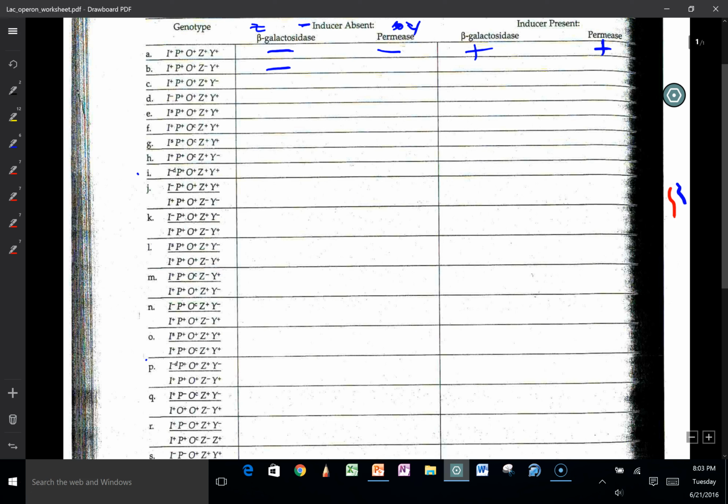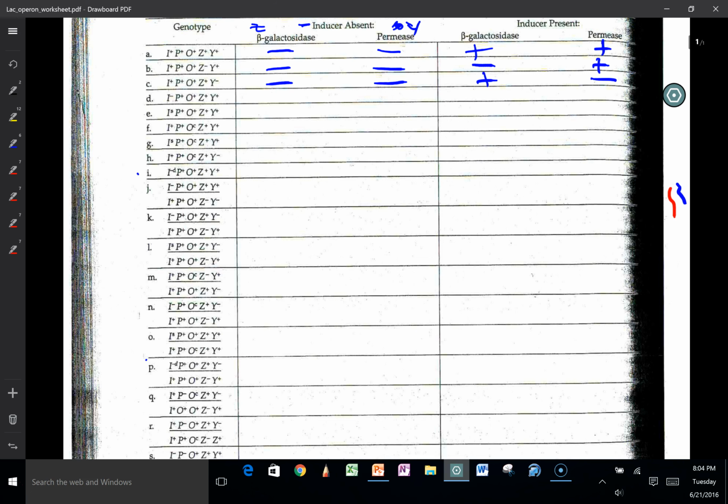So this one's Z is always off. But Y plus is normal and everything else is normal, so it's going to be off and then on in the absence and presence of lactose. Letter C, Y is mutated, Z is normal, and everything else is normal, so it's off in the absence and on in the presence of inducer.